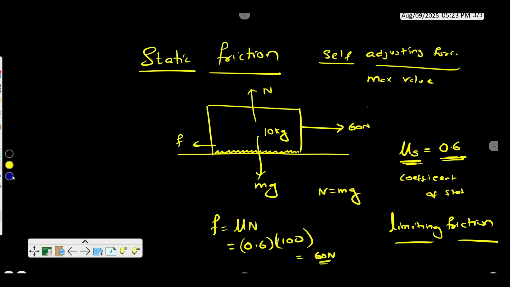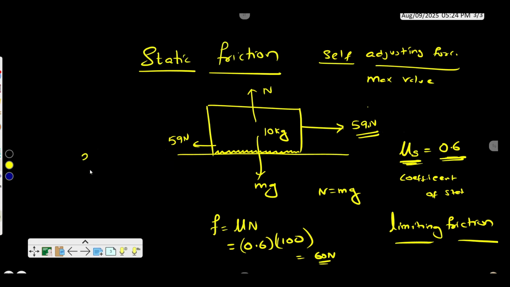Now, what will happen if I am putting less than limiting friction? For example, I have put 59 Newton. Will the body move? No. If the body is not moving, according to Newton, how much force is present backwards? I have placed 59 Newton and the body is not moving. That means on the back side, it would be 59 Newton. So you have to understand this concept.